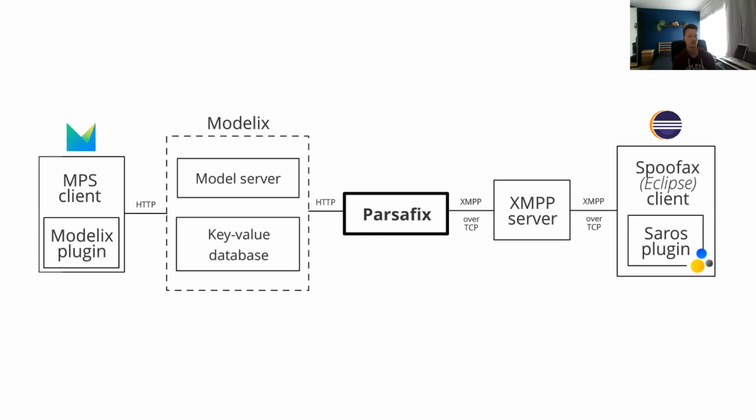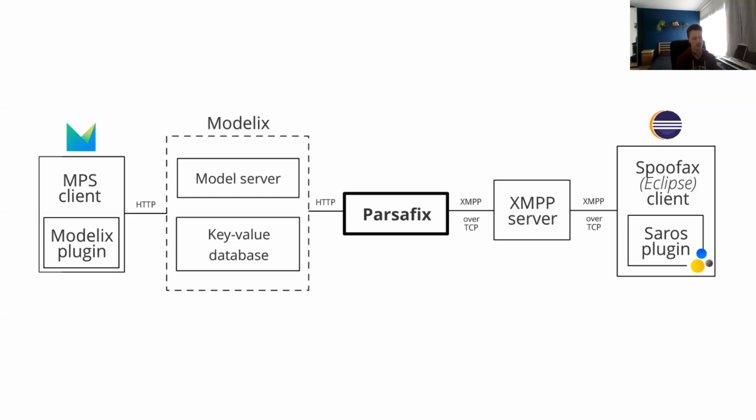On this diagram, you see the architecture of what makes up the system setup surrounding my prototype. On the left-hand side, we have MPS, and on the right, we have Spoofax. Both of these language workbenches allow for real-time collaboration between their users by means of a plugin. For MPS, there's Modelix, which is being developed by some people at Itemis, a company in Germany. And for Spoofax, or rather for Eclipse, I should say, there is Saros, which is an open source plugin that has a small community working on it.